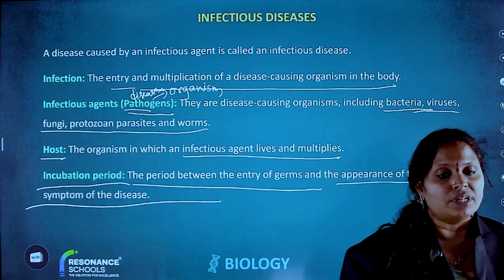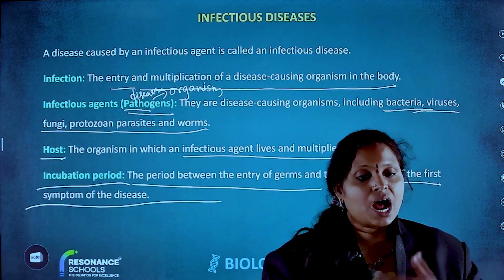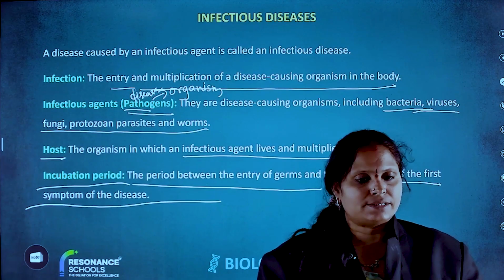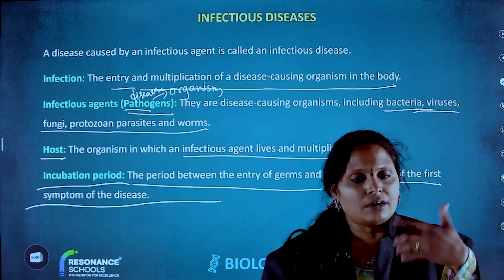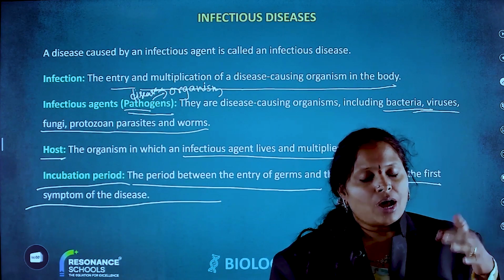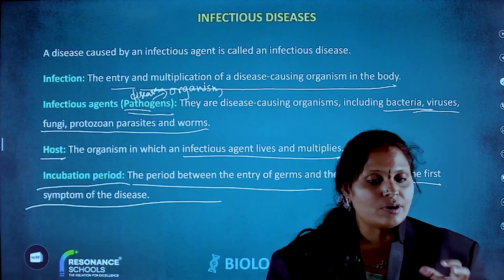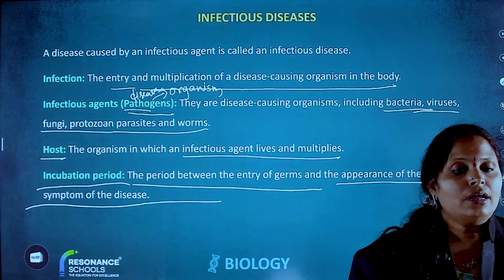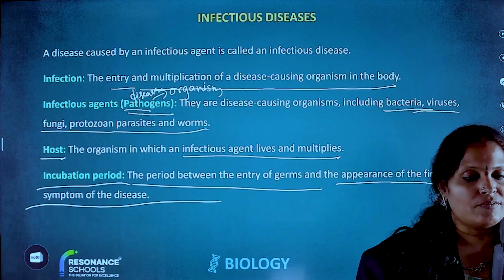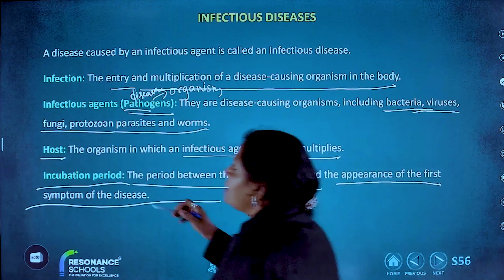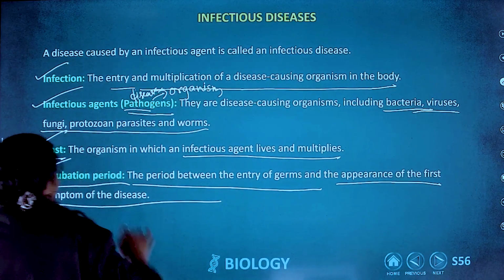What happens in the incubation period? Whatever the virus or the organism enters our body, it starts multiplying itself to cause the disease. That period, the time where the organism multiplies itself to increase the disease content, like we can say the disease nature will be increased, that we call it as incubation period. Now we have learnt about infection, infectious agents, host and incubation period.